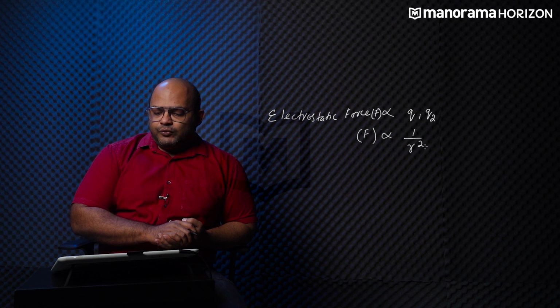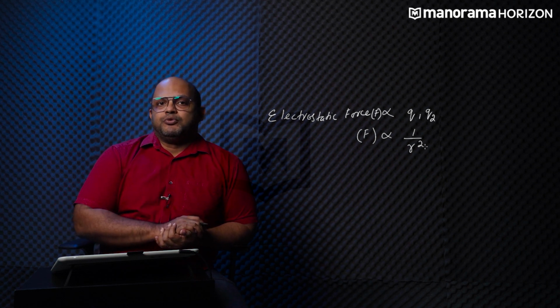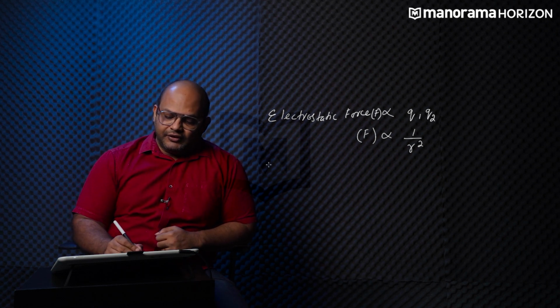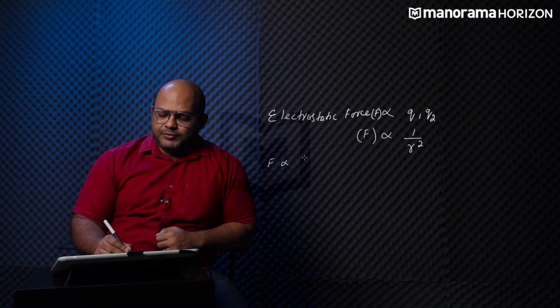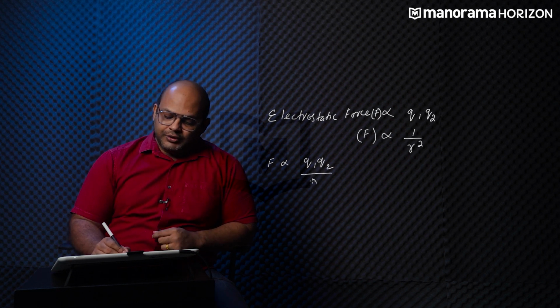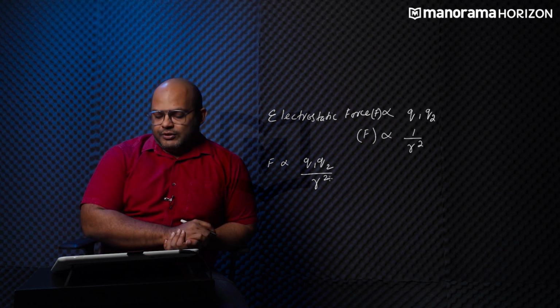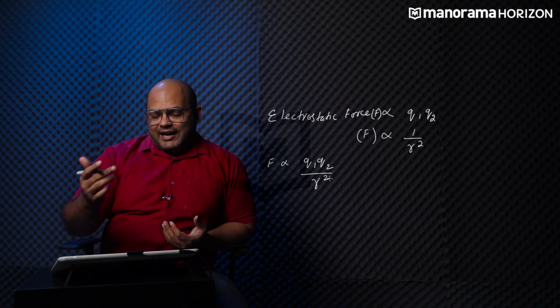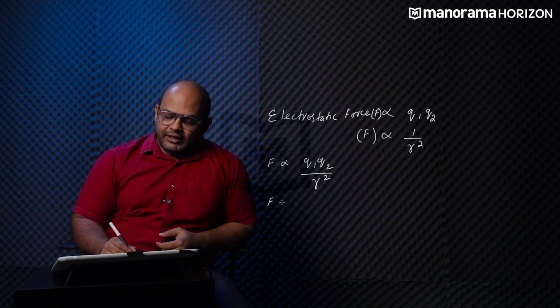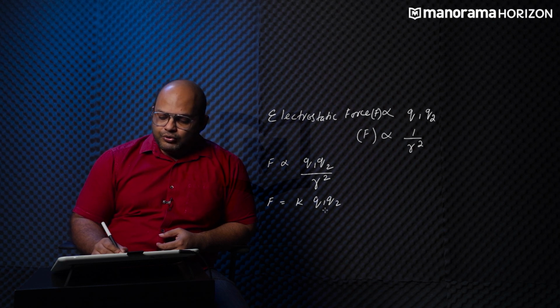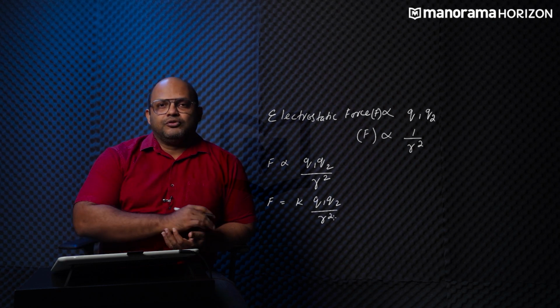Now, if you were to combine these two relationships together, we find that the electrostatic force is proportional to the product of the charges and inversely proportional to the square of the distance between these charges. If we add a constant of proportionality, we get an equality. So F is equal to K Q1 Q2 upon R squared.